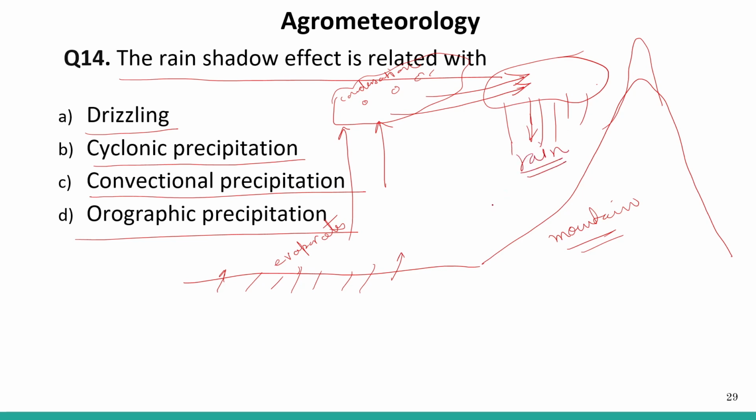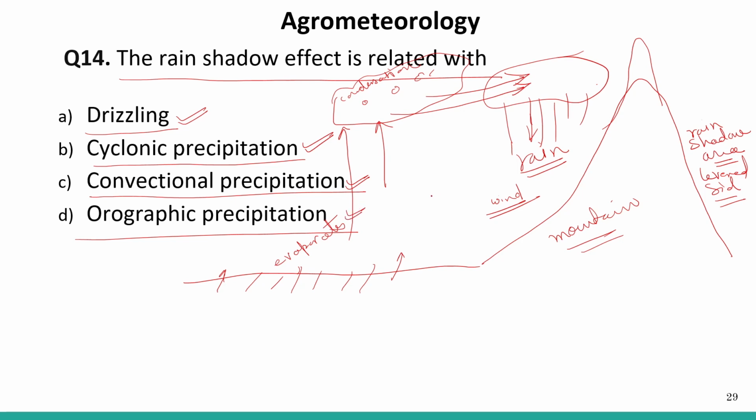That is called the windward side. Okay? Windward side. And this is the leeward side. Okay? So this is also called the rain shadow area. This is called the rain shadow area. So drizzling is a type of rain. Cyclonic precipitation is also a type of rain. Convectional precipitation is also a type of rain, and orographic precipitation is also a type of rain.